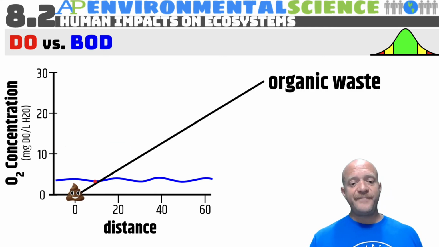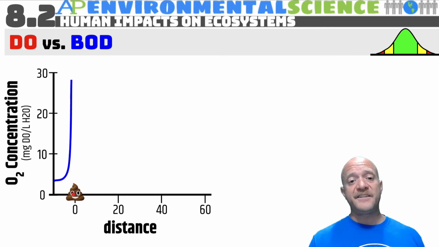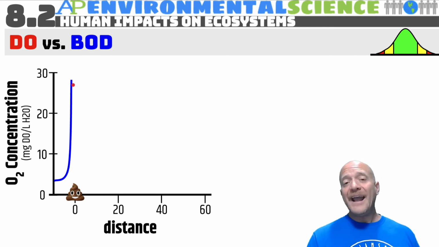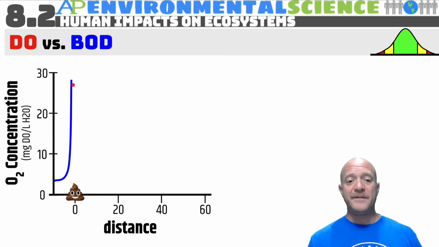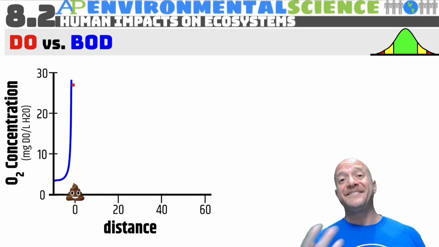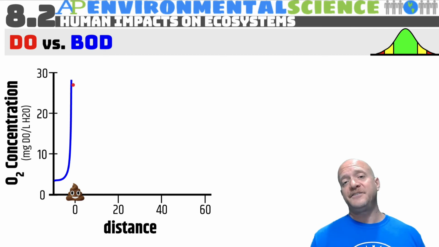Now, if you have organic waste in your ecosystem, my demand for oxygen, this 0 refers to the location where the organic waste was released. Once we release organic waste, all of a sudden the demand for oxygen shoots up. That's because the bacteria and the microorganisms are using that organic material as a food source, and a lot of respiration and decomposition is occurring. They're consuming not all, but a large portion of the oxygen in this body of water.